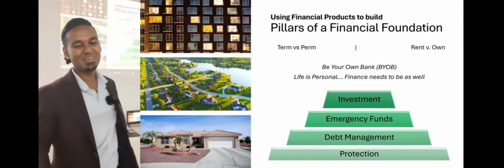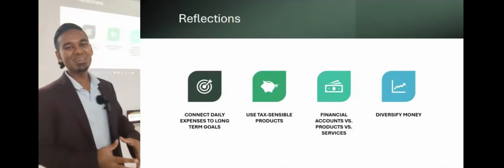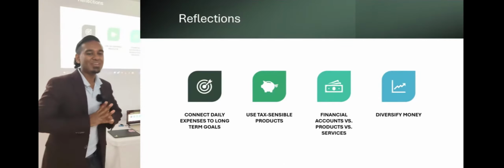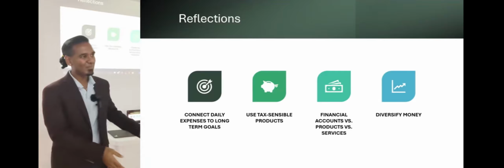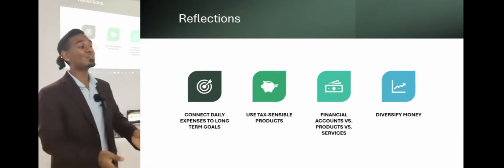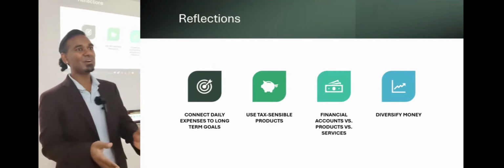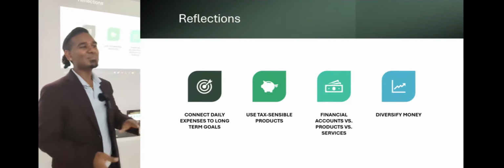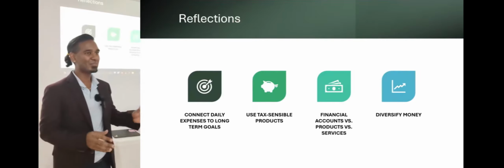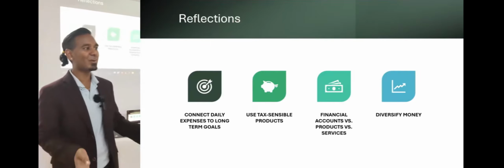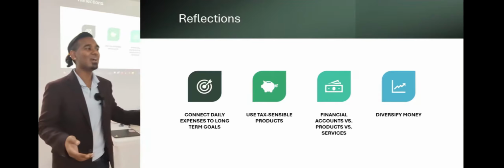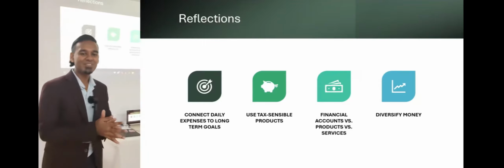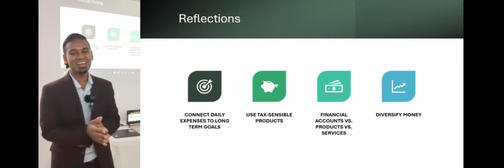To summarize all of this, we have these 4 reflections. We understood how to connect your daily small-scale expenses into long-term goals and be able to understand how much you need on a monthly basis in order to plan for the future. We talked about some tax-sensible products. Being able to know what tax category your products lie in gives you awareness into how much value that product is actually giving you. And we talked a little bit about the difference between accounts, products, and services.